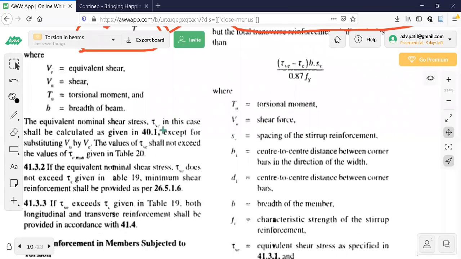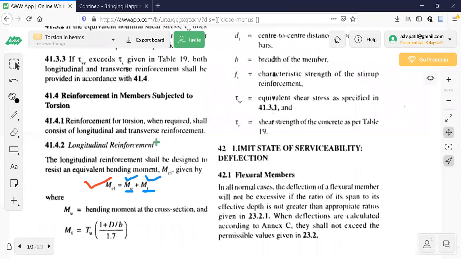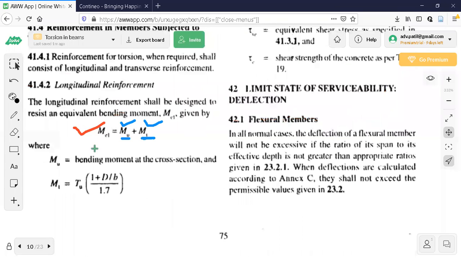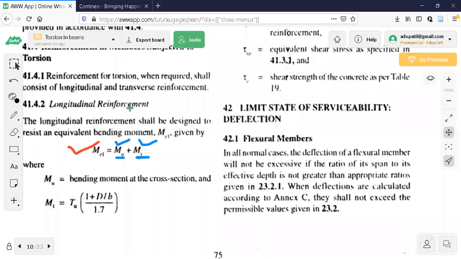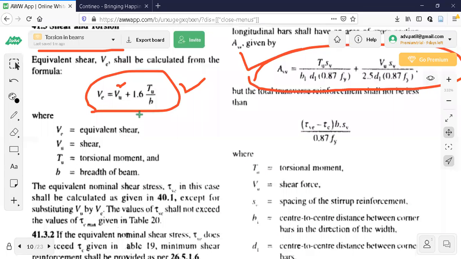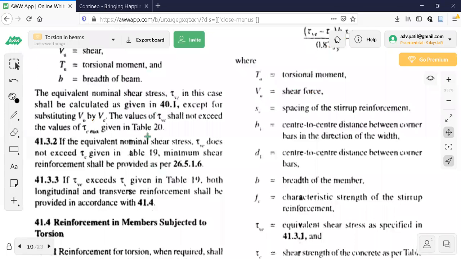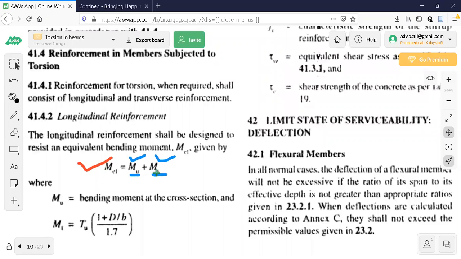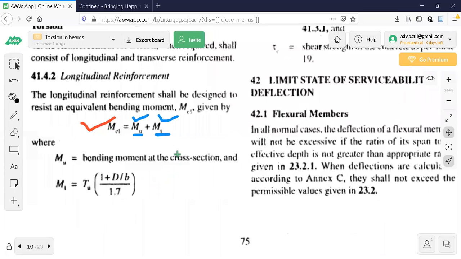Now, one more formula that I'm going to use here, on the same page number, is the equivalent bending moment. See, the way equivalent shear is calculated, which includes the effect of torsion, similarly, equivalent bending moment is also like that, which includes the effect of torsion. The second term is the moment produced due to the effect of torsion.